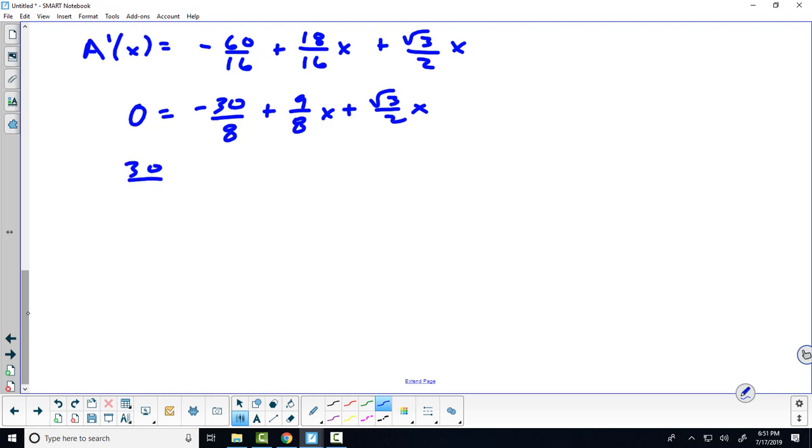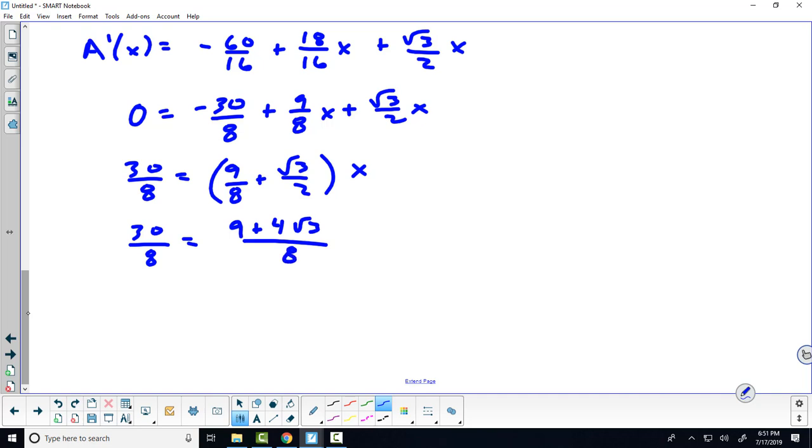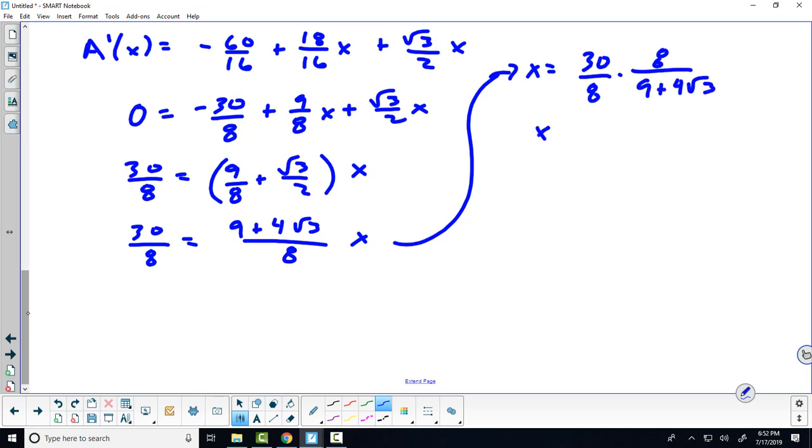So this gives us 30 over 8 is equal to 9/8 plus the square root of 3 over 2 x, which is 30/8 is equal to, writing this as a single fraction, 9 plus 4 square root of 3 over 8 x. So what did I do here? I needed this to be 8, so I multiplied it by 4 over 4, and then added it. Okay. So this gives us that x is equal to, we're going to divide, which is the same thing as inverting and multiplying. So we get 30 over 8 times 8 over 9 plus 4 square root of 3, which gives us x is equal to 30 over 9 plus 4 square root of 3.